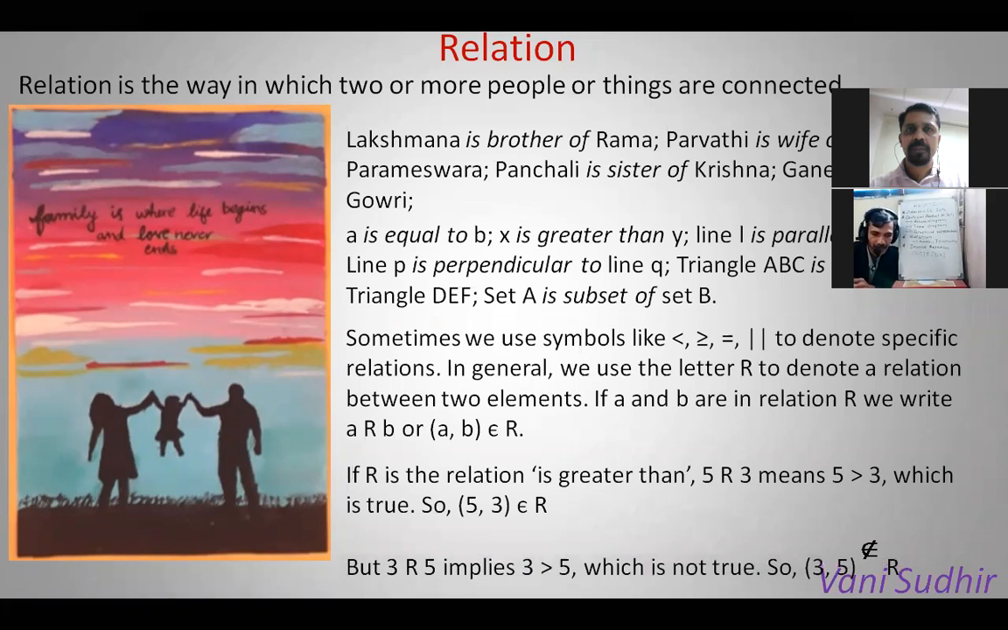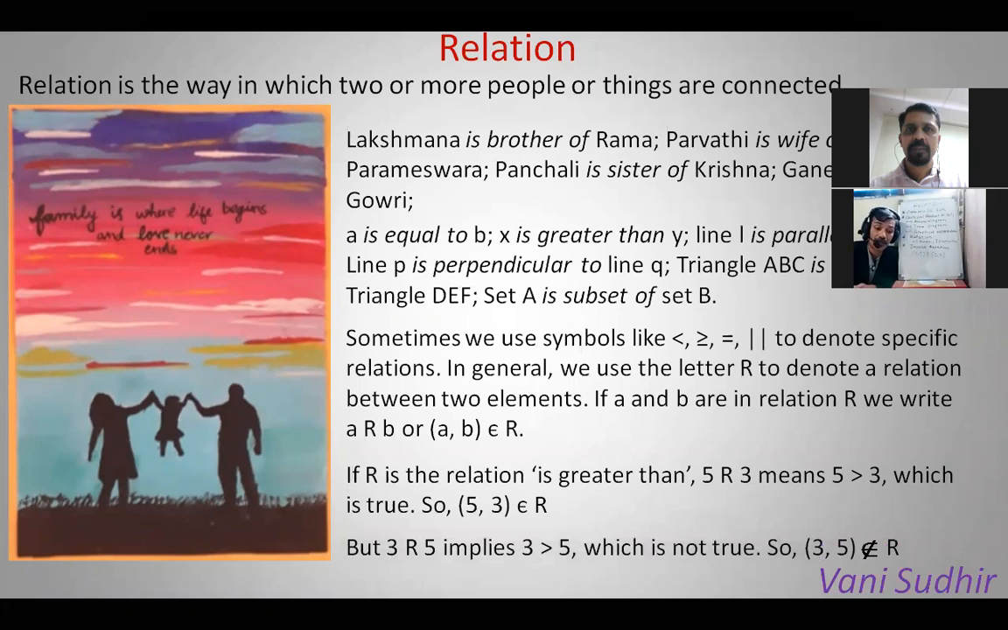Next, we'll see whether 3 and 5 are related or not. Is 3 greater than 5? No, which is not true. Therefore, what can we say, this ordered pair (3,5), this symbol says it does not belong to R.